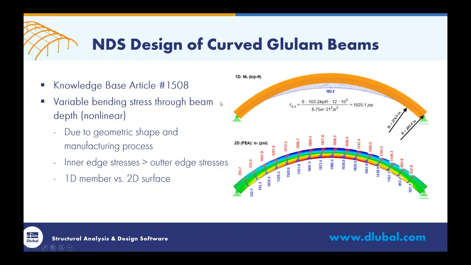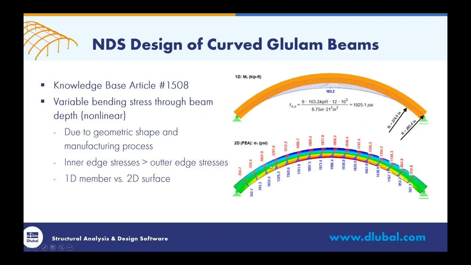So within this article, it goes into detail with a simple example here, which is exactly applicable to our structure today in terms of the curved glulam design. So with our 1D member elements, they're just represented by a single center line. So in order to determine what the bending stress is, we'll just take our bending moment and divide by the section modulus. And here we come up with the bending stress.